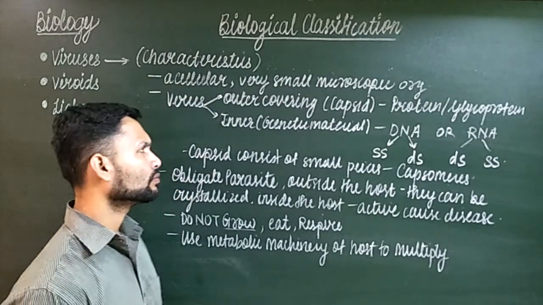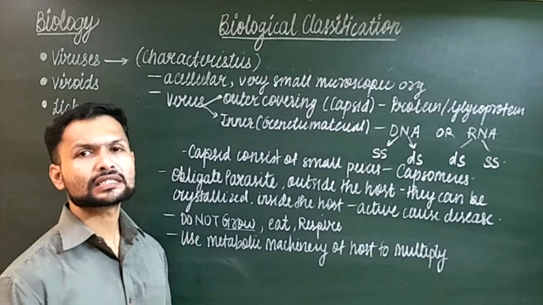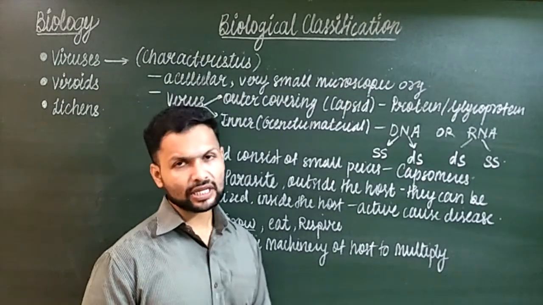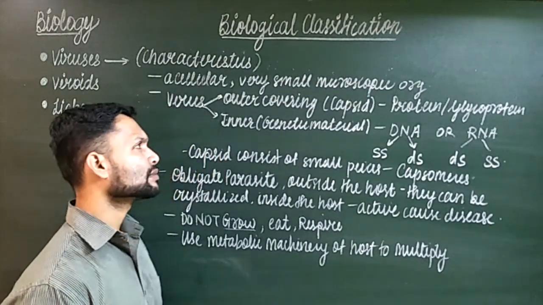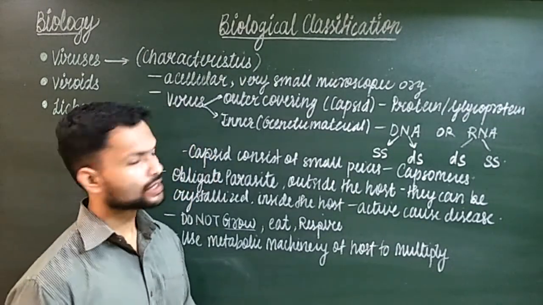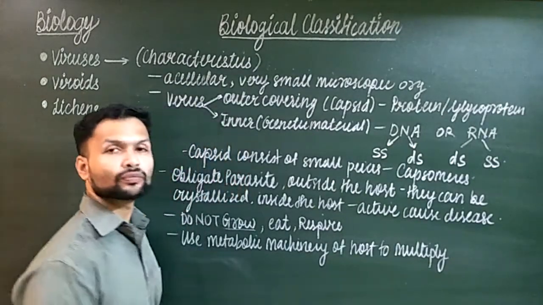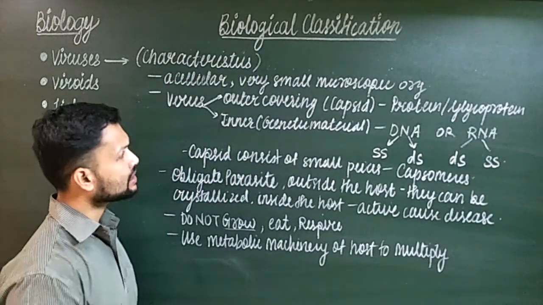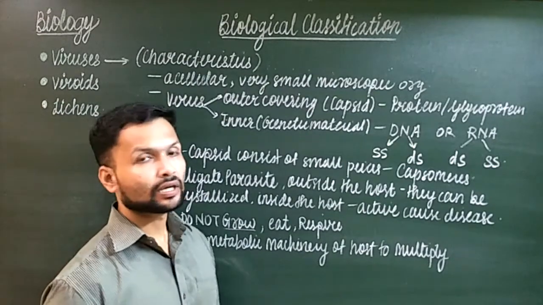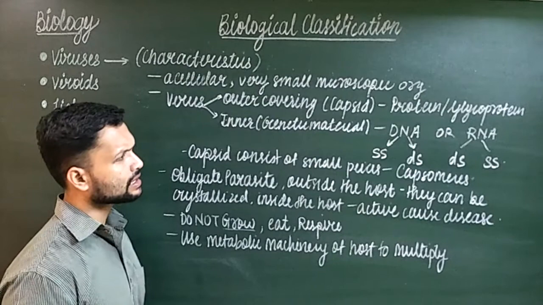Okay. But some of the major dreadful diseases are due to viruses: measles, mumps, then HIV you can say. So these are some of the diseases, and many more are caused by viruses. Okay. So they use the metabolic machinery of the host to multiply over there. So this is how viruses behave. Okay. So these are some of the basic characteristics of that.